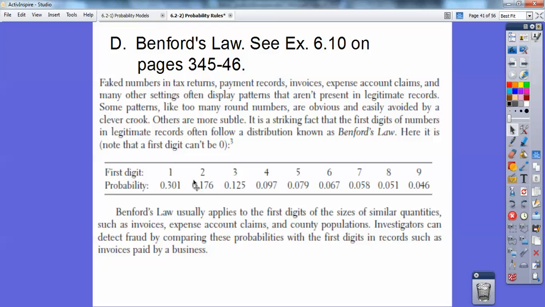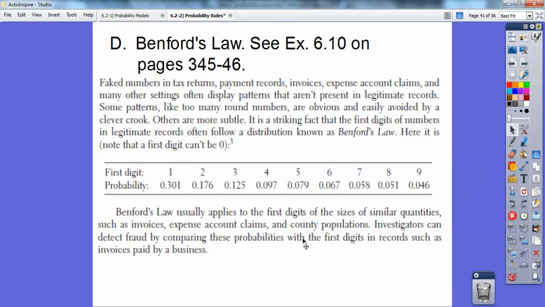The first digit, you guys, the probability that the first digit is a 1 is 0.301. The probability that the first digit is a 2, look, it keeps going down. This is the first digit. The probability that the first digit is a 9 is 4.6%. So that's how IRS people catch people, by this right here.